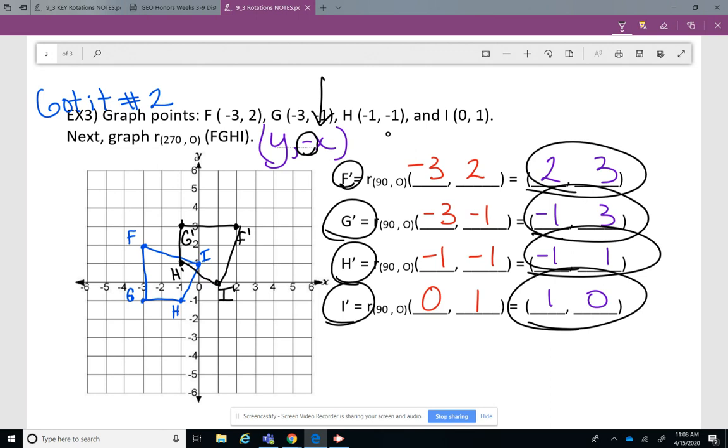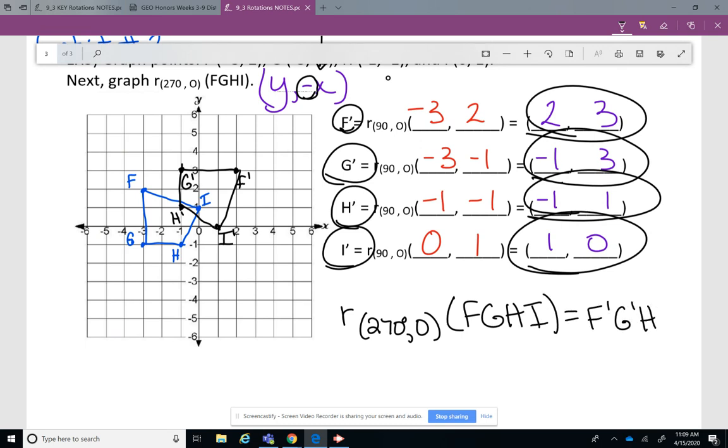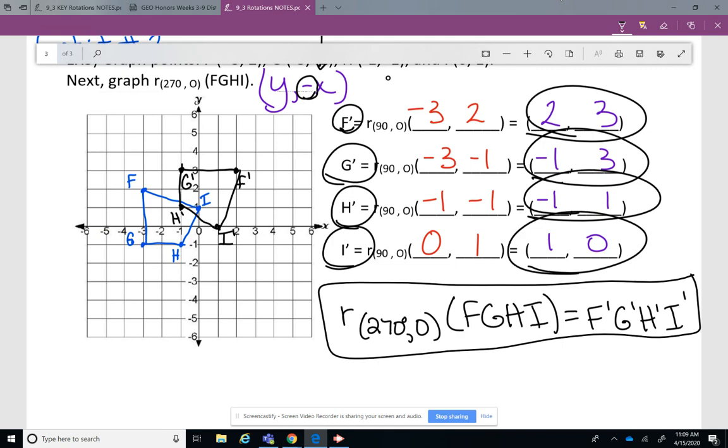What have you done? You have done this. You have rotated 270 degrees about the origin. And what did you rotate? You rotated FGHI. And what did you get? You got F prime, G prime, H prime, I prime. That's just to show you that's kind of what it is that you did. And that's the rule.